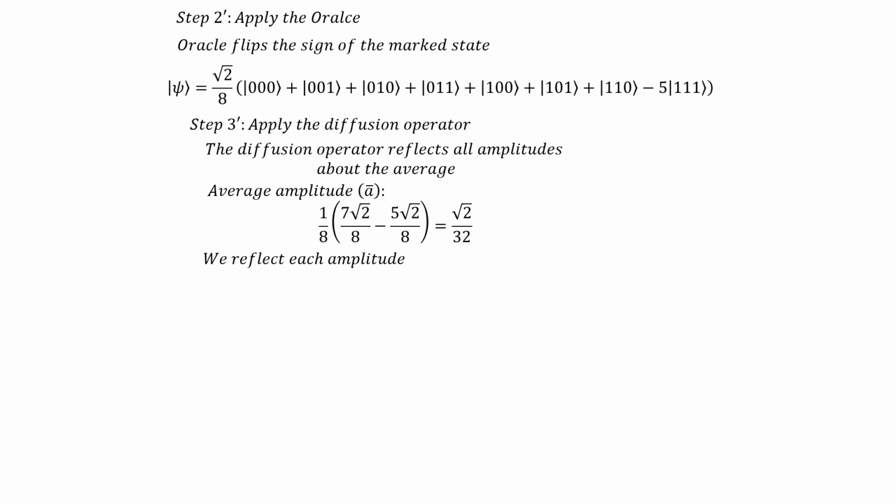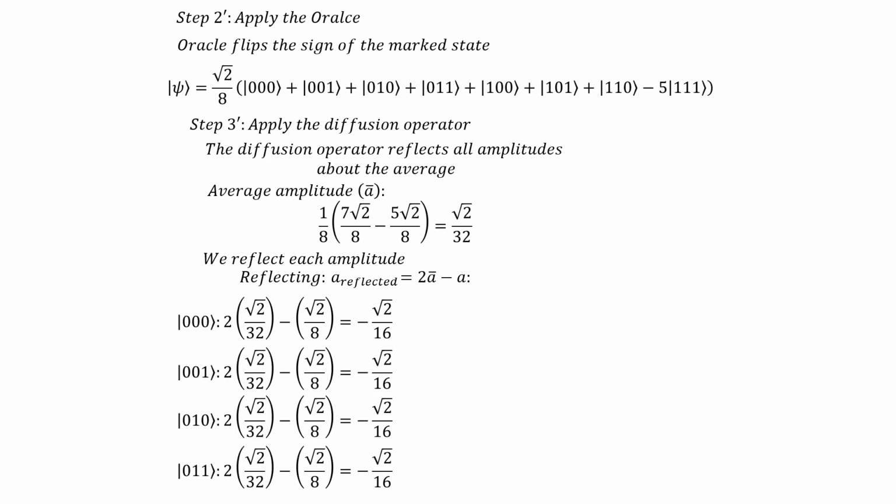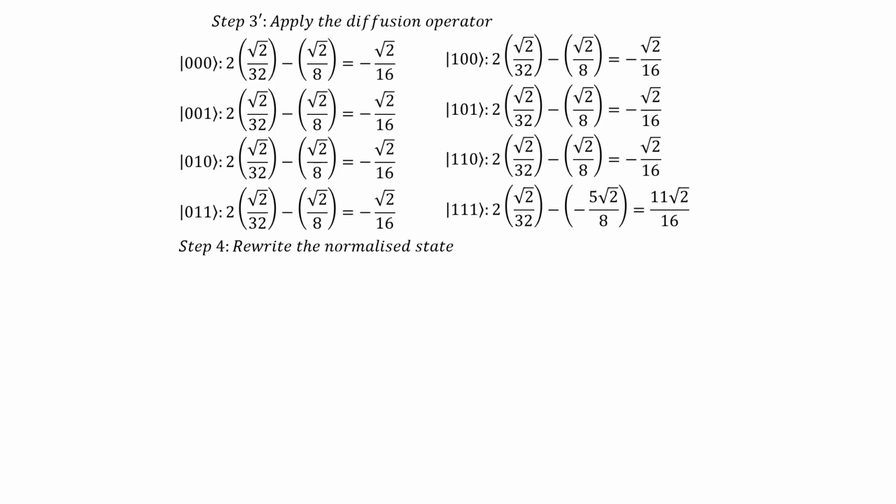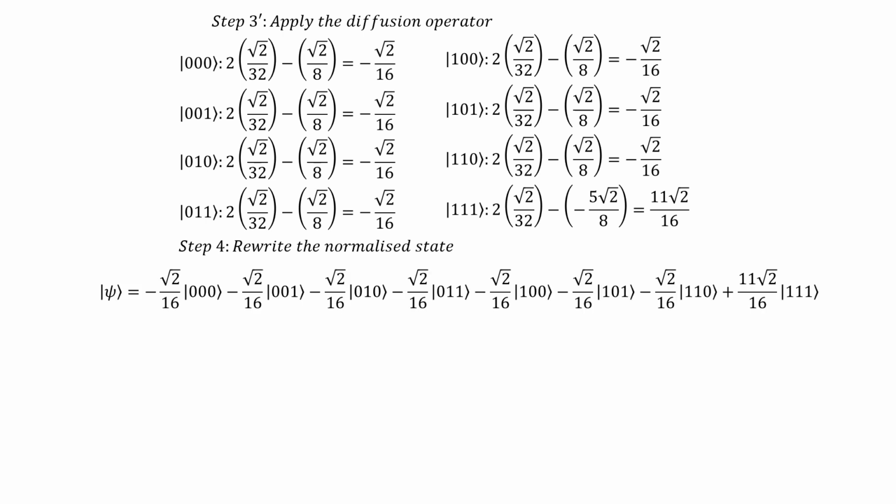We get our new average amplitude of root 2 over 32. Next, we're going to reflect about each of these amplitudes using that little equation we came up with earlier. For our 0, 0, 0 state, we have an amplitude of minus root 2 over 16. This is the same for all of the other states except for our marked state, which has a much larger amplitude of 11 root 2 over 16. So now we're going to rewrite our normalized state, and here we are with all of our coefficients in front of them.